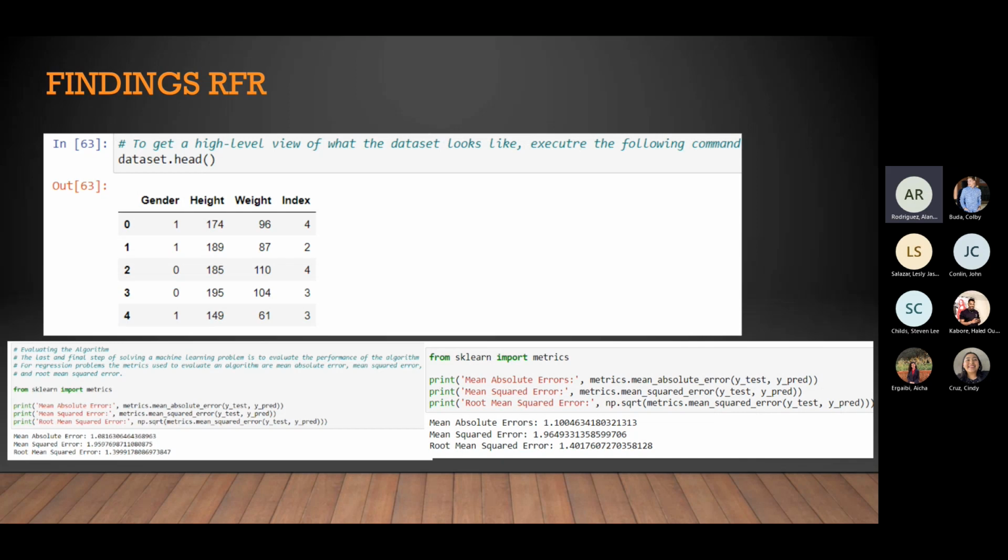So, the outputs that we got from the code. The mean absolute error is 1.10046. The mean squared error is 1.964933. And the root mean squared error is 1.40176. So this mean squared error is based on the BMI. Thus, this shows in the data the group of people that has been researched shows that they're not majorly obese.